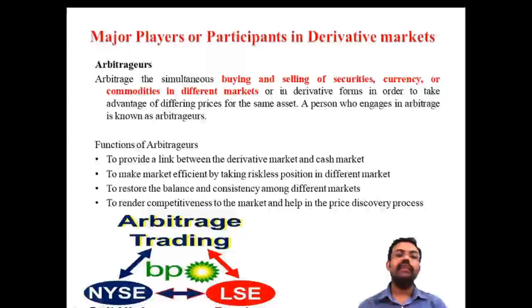Let's discuss the functions of arbitrage. Okay, the first important function: provide the link between the derivative market and the cash market. Arbitrageurs provide the connecting link between the derivative market and the cash market. And another one: to improve market efficiency and take riskless positions. That's another important function of arbitrage.